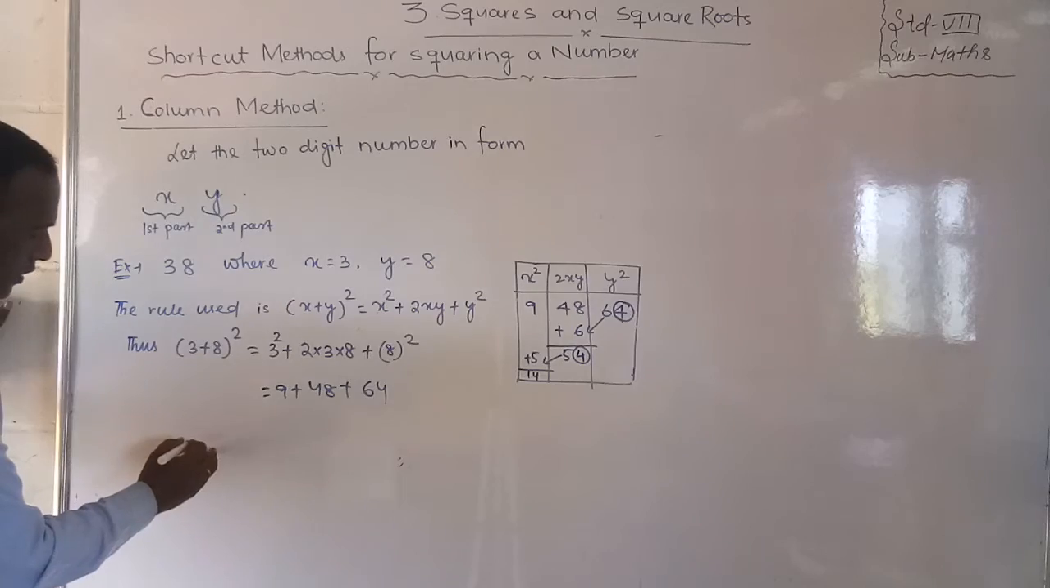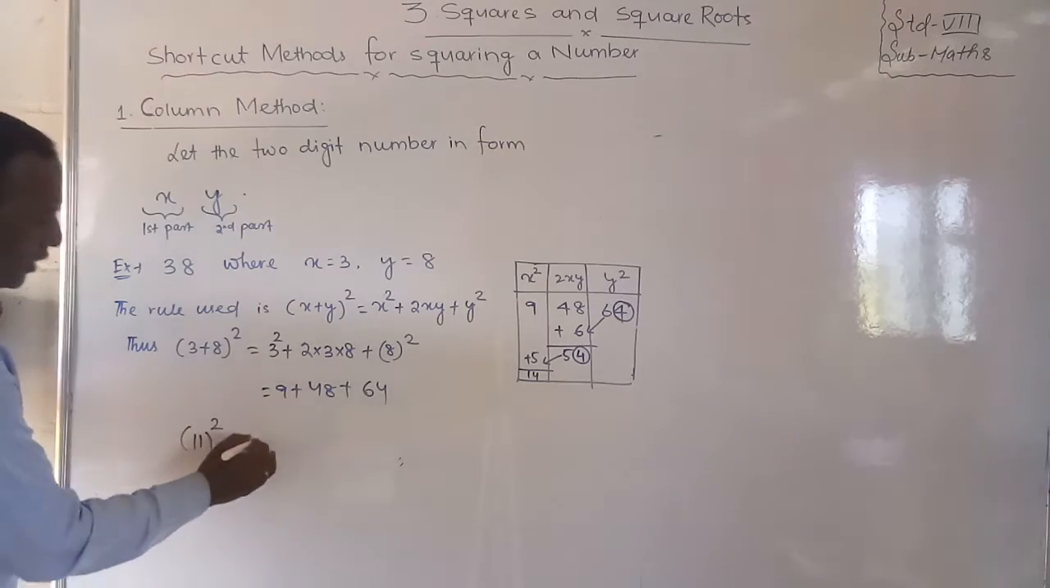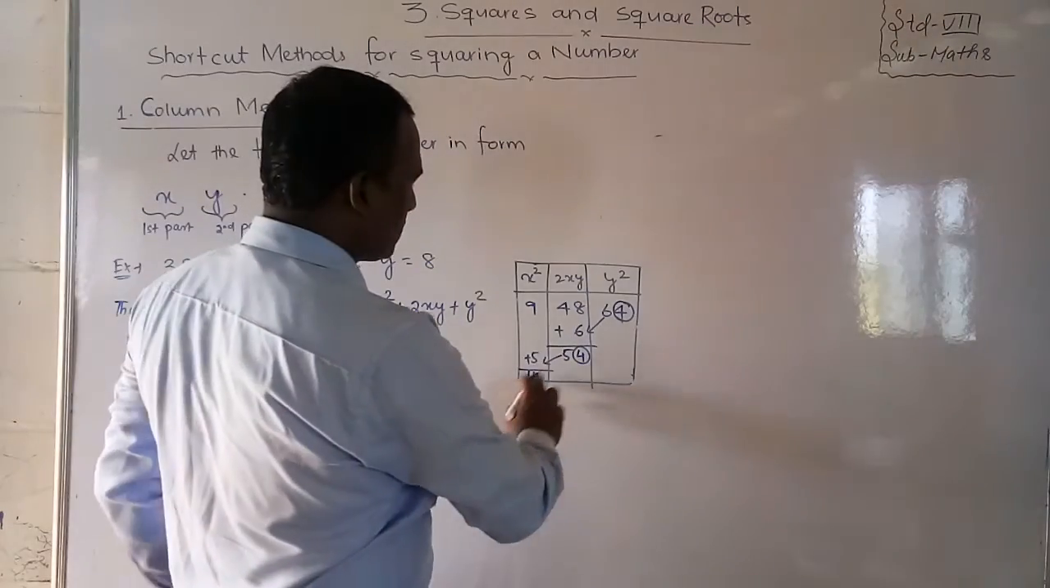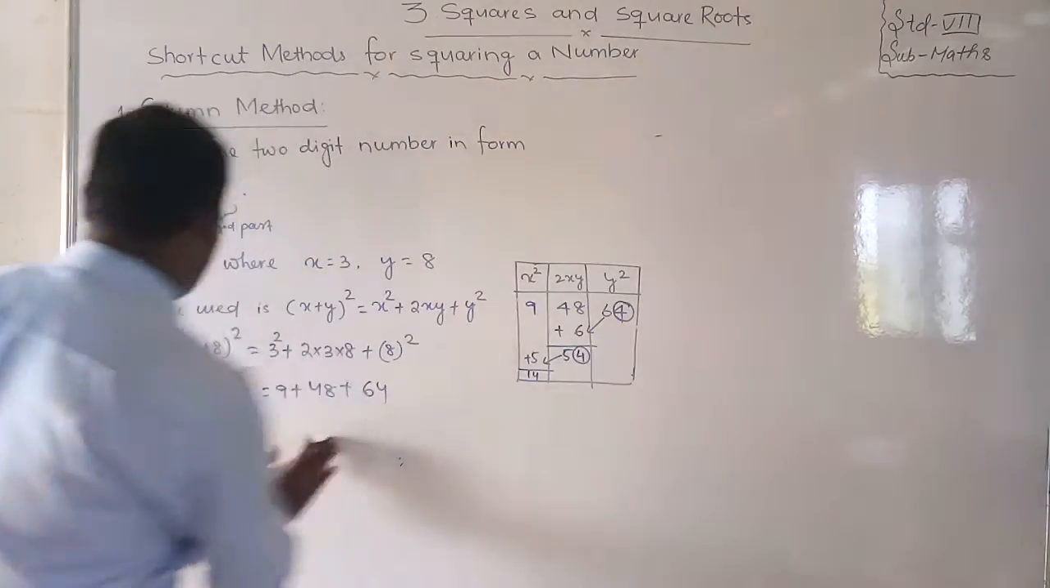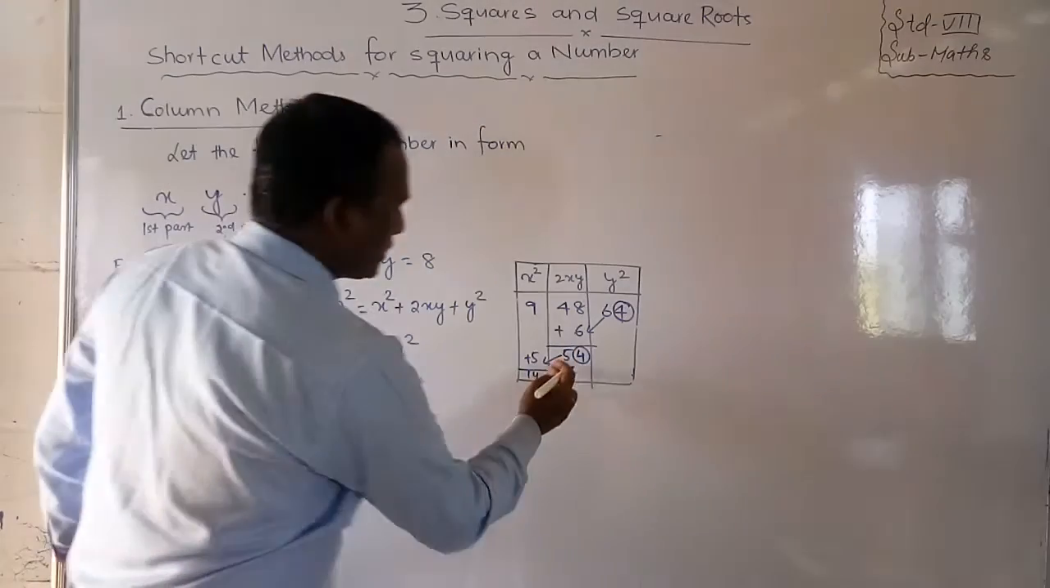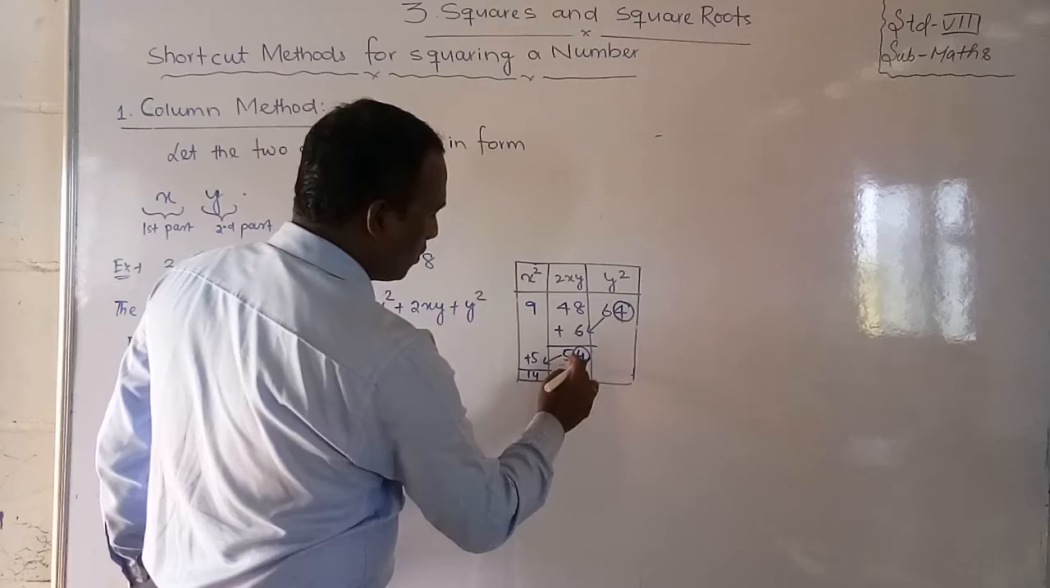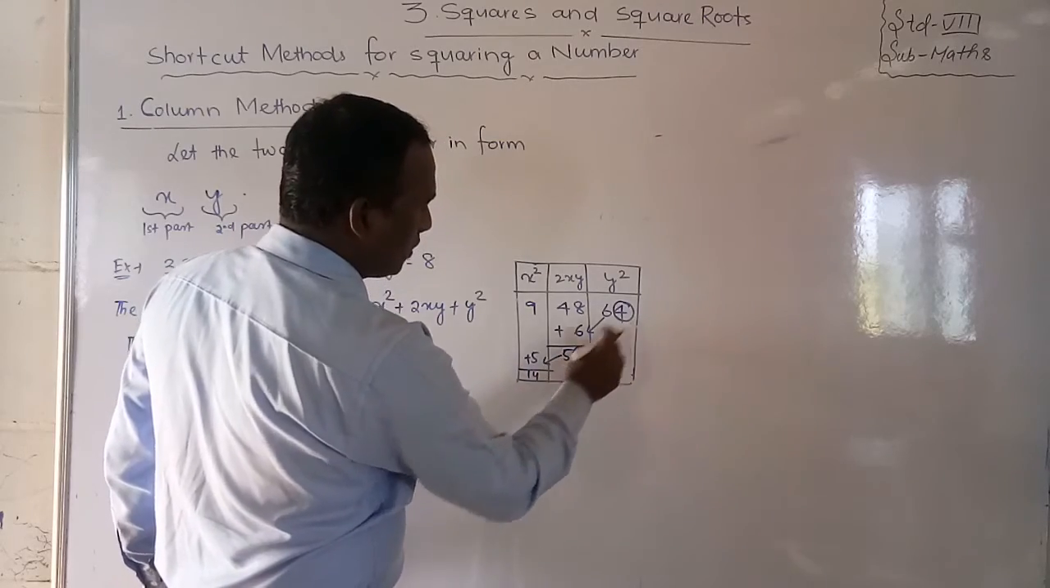How much is it there, friends? 11 square is equal to, you have to do this. What answer came? So how much came, friends? 1 4 1 4. This is 4, here 4.